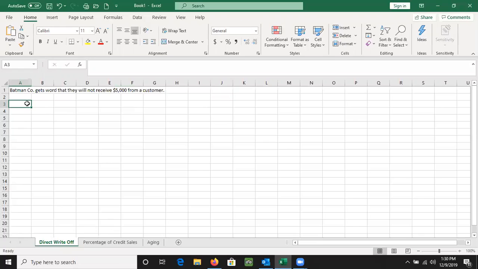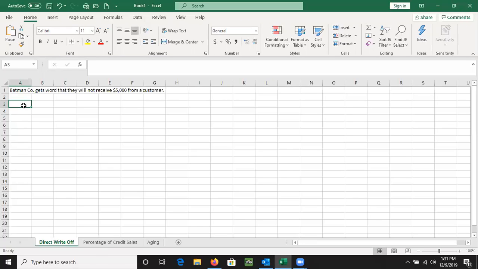No journal entry is made until a company gets word that they will not receive money from a customer who owes them money. So here we have Batman Company gets word that they will not receive $5,000 from a customer. A customer owes them money, they have an account balance of $5,000. They tell Batman Company, I cannot pay you. On the direct write-off method, as soon as you get word that a customer will not pay for whatever reason, you write off your accounts receivable.